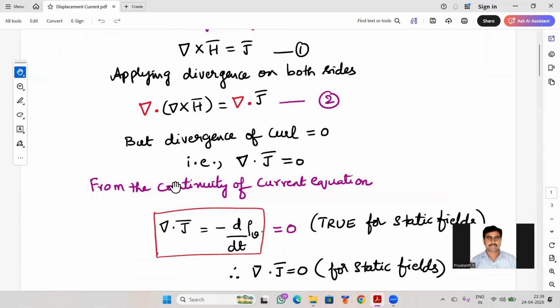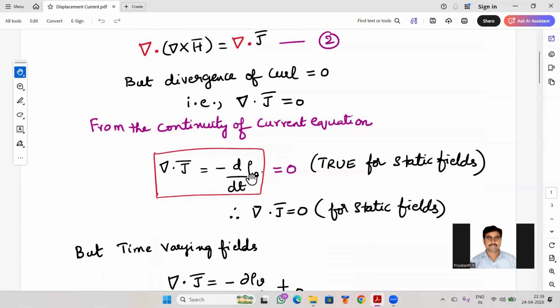But from the continuity of current equation, it is clear that del dot J is equal to minus dou by dou t of rho v. And for static fields, since rho v will not vary with respect to time, this will be equal to 0, and therefore the above condition that del dot J equal to 0 is true for static fields.